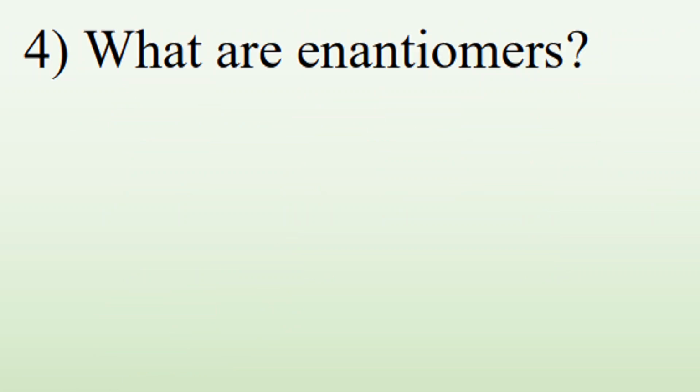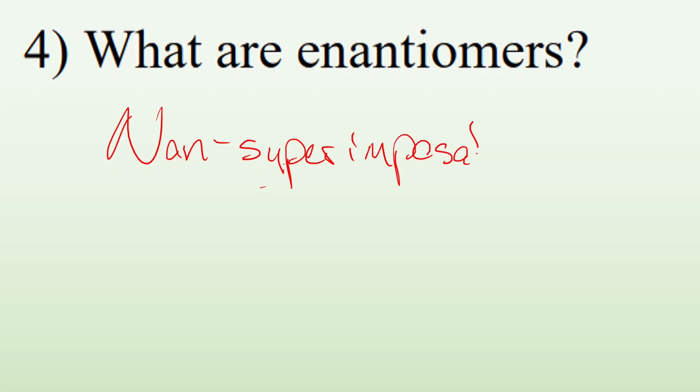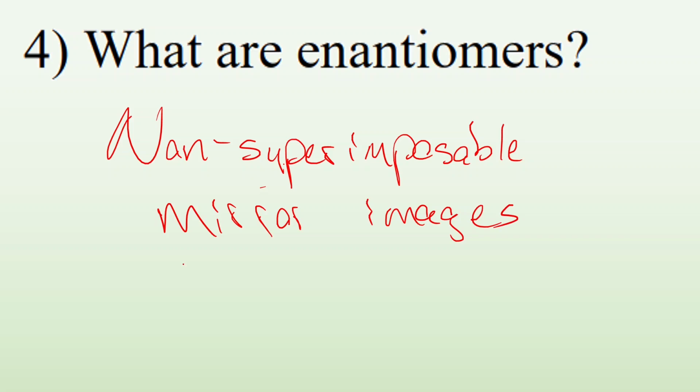Number 4, what are enantiomers? All right, so we've been talking about them this whole time, right? They're non-superimposable mirror images. Right, so I'm thinking left shoe versus right shoe. Are they mirror images? They sure are. Can you superimpose them so they are exactly the same? No, you can't. You got a left shoe, you got a right shoe. So that is what an enantiomer is.